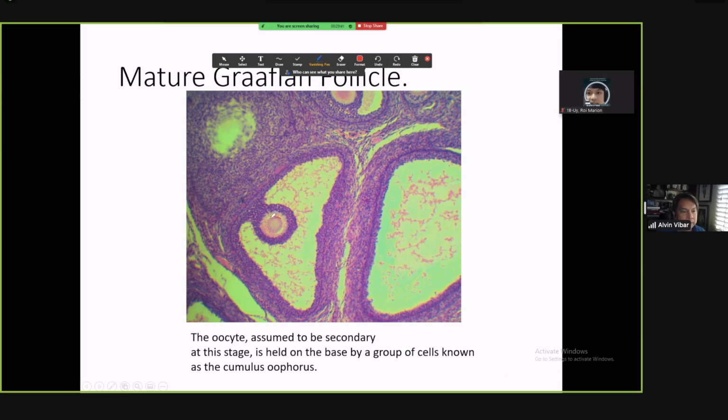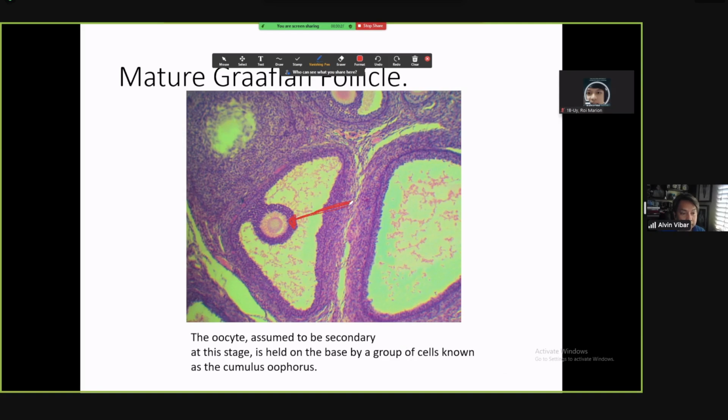Again, the secondary oocyte is immediately surrounded by zona pellucida. The group of cells surrounding the secondary oocyte and zona pellucida, we call the corona radiata, and this is attached by a group of cells we call the cumulus oophorus. We want you to remember that because we're going to ask you that in the practical. So if you're asked, for example, to identify the specific structure here, what will you answer? This group of cells, what will be your answer?